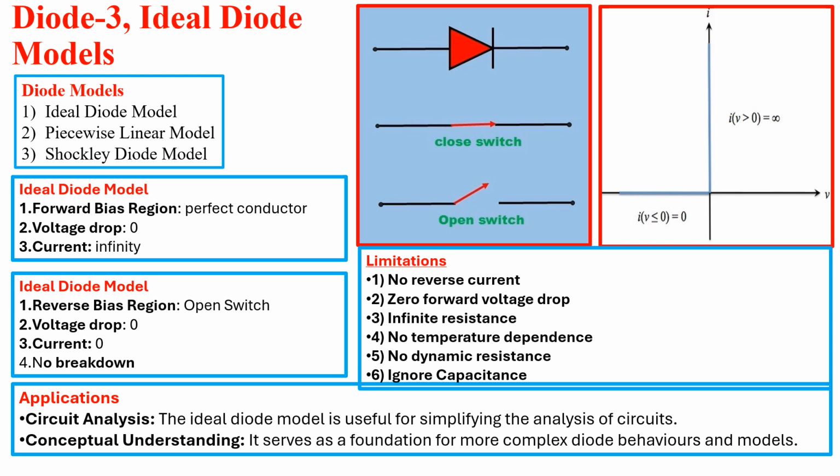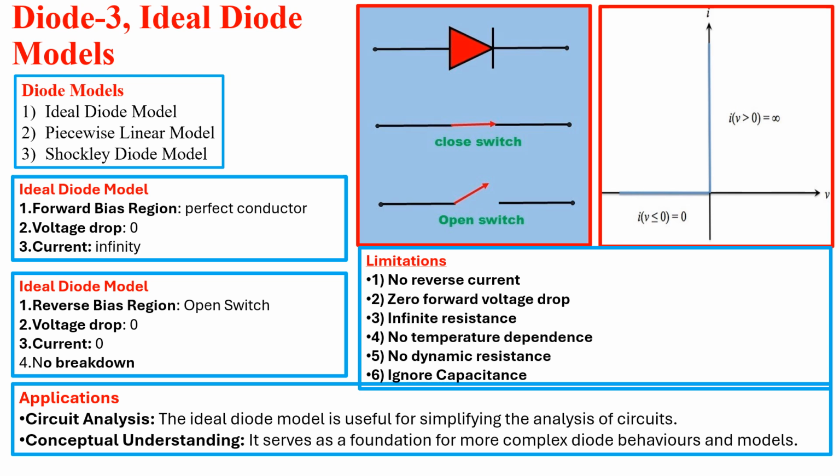First of all, we discuss the ideal diode model, which is a simplified representation of a diode used primarily for basic circuit analysis. Here are the key characteristics and aspects of the ideal diode. The characteristic of the ideal diode model is divided into two behaviors. One is forward bias behavior, another is reverse bias behavior.